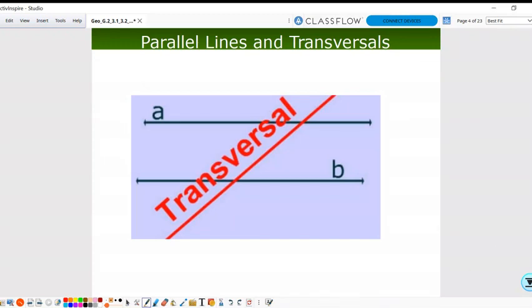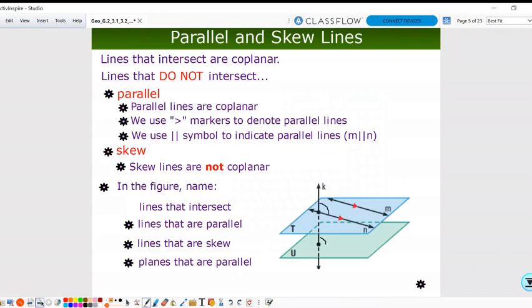In this video, we'll take a look at parallel lines and transversals and the angles that are created. First, let's talk about parallel lines and skew lines. If you have lines that intersect and are coplanar, then they're intersecting lines. But if we have lines that do not intersect, they can either be parallel or they can be skew.